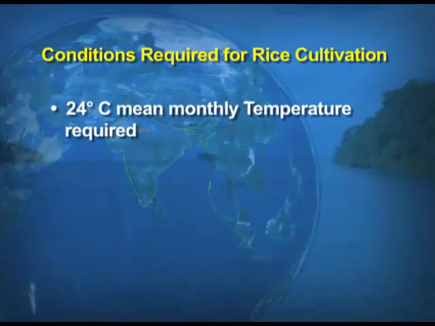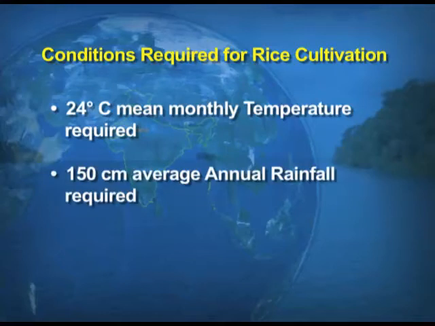We have already discussed that rice cultivation comes under the Kharif season. So, the concept must be clear to you. So, when we say Kharif, that means the production of the crop starts with the onset of the monsoons. So, the temperature conditions required for the rice are around 24 degrees Celsius mean monthly temperature, and 150 centimeters of the annual rainfall is required for rice.